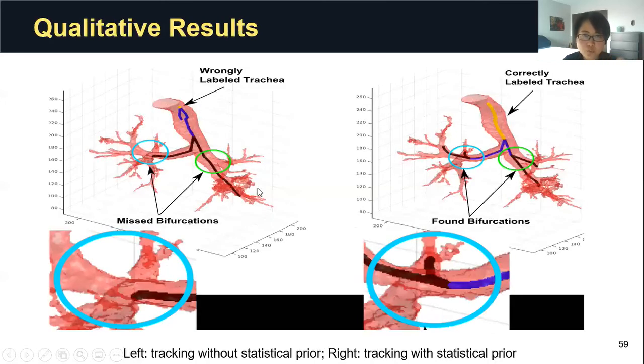And here are some qualitative results during the real tracking process in the clinical data. On the left, when the statistical information was not encoded, this is a possible case where the tracking process starts wrong at an early stage. And by encoding the statistics, we can see that the tree is labeled correctly during the tracking.